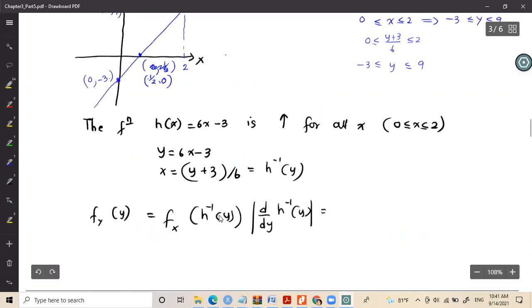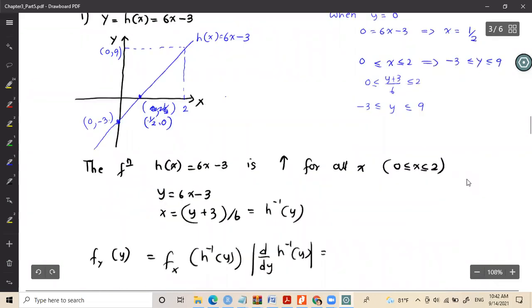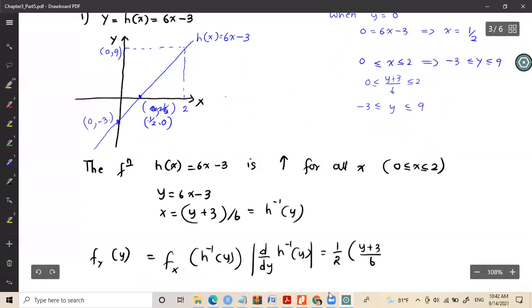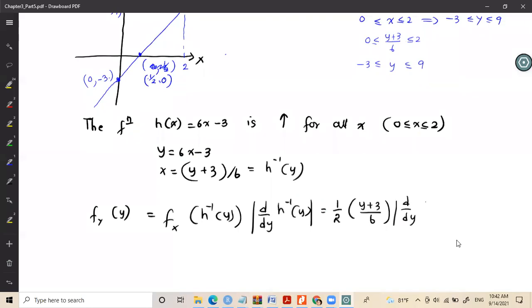So what does that mean? For all the places where we see x, we have to replace x with this h inverse y. So where do we see x? We have x at only one place. So let's replace it with y plus 3 over 6. So how do we write it? You have 1 over 2 instead of x, you write h inverse y, which is y plus 3 over 6. So the first part is done. f_X of h inverse y is done. Then we have to do the derivative d over dy of what? h inverse y. What is h inverse y? y plus 3 over 6. So let's do the derivative.